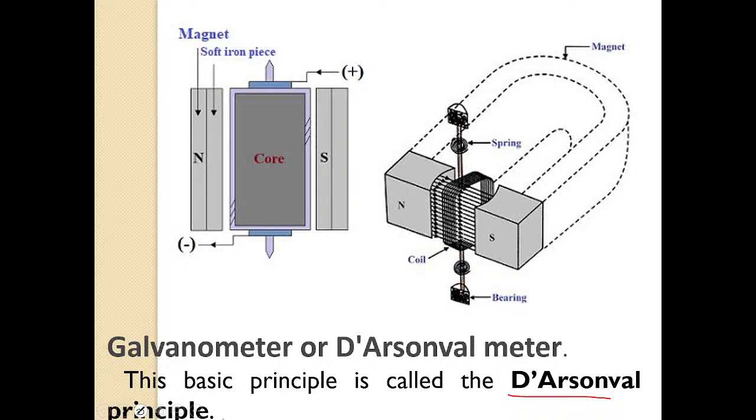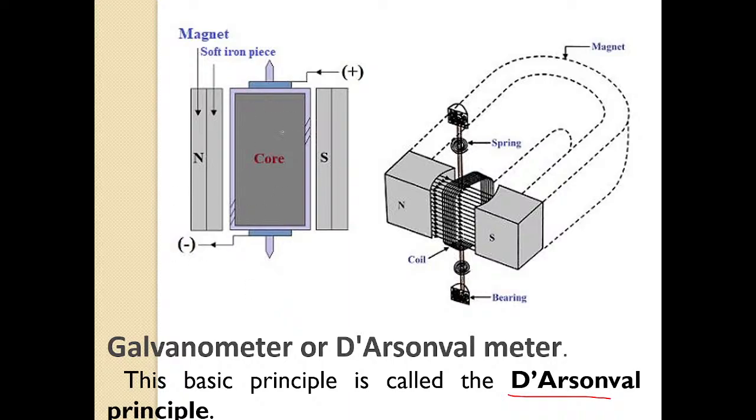The torque that is induced in the coil will always be directly proportional to how much current is flowing through the coil. Depending on the current flowing in the coil, the torque will be induced. So this is how this device operates.